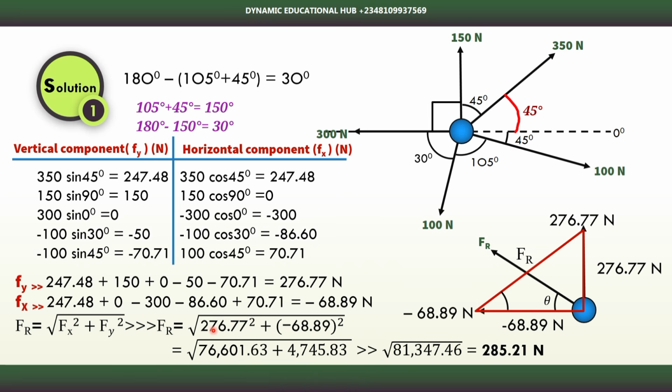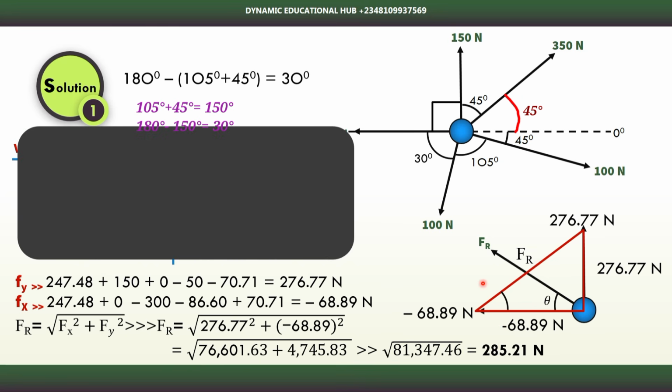276.77 squared, you have this, and 68.89 squared, you are going to have this. So when you sum them up, you are going to have this. The square root will give you this. So that is the resultant force.